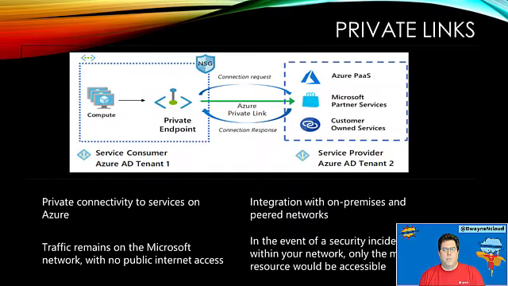Private links are very similar, where it can create a private connectivity to services within Azure, and it provides no public internet access and a private Microsoft network connection as well. A little bit different than, say, an ExpressRoute, where these private links are just that integration, again, for on-premises and peered networks for two different PaaS services.